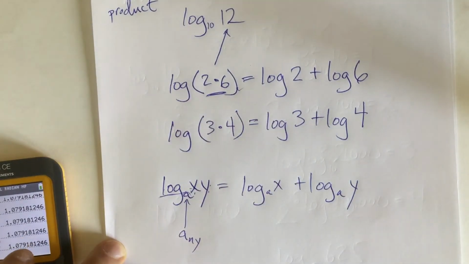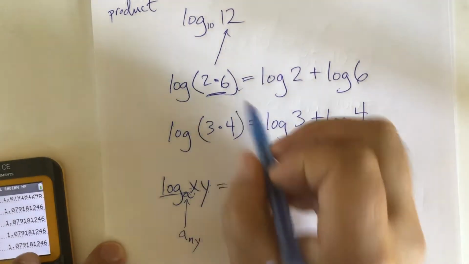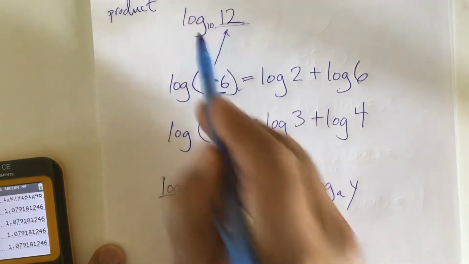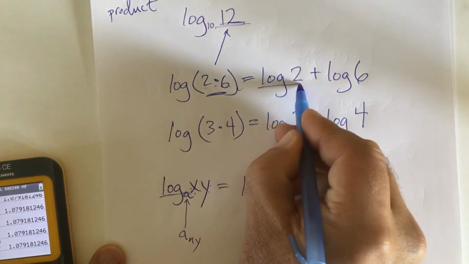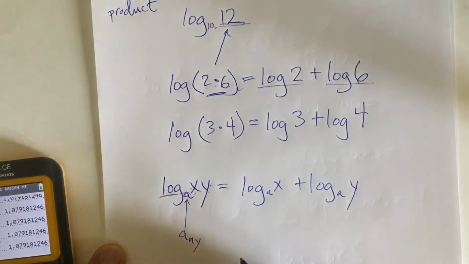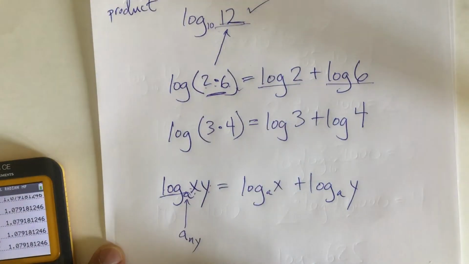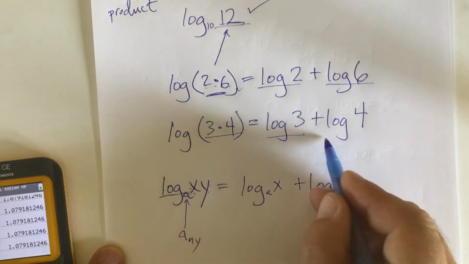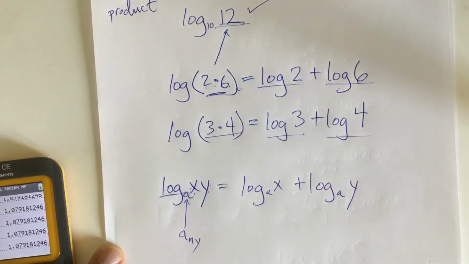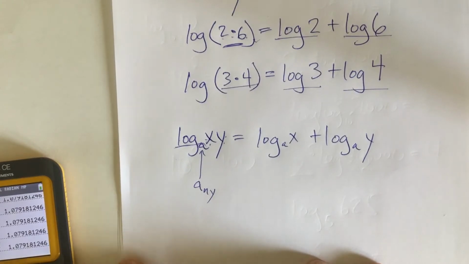That's the product rule. So like here, I started with the log of 12. I wrote it as 2 times 6, which means I could write it as a separate log of 2 plus log of 6. I would still get the same answer. Here I did it as 3 times 4, but I could do it as log 3 plus log 4. I get the same darn answer. So this is called the product rule.